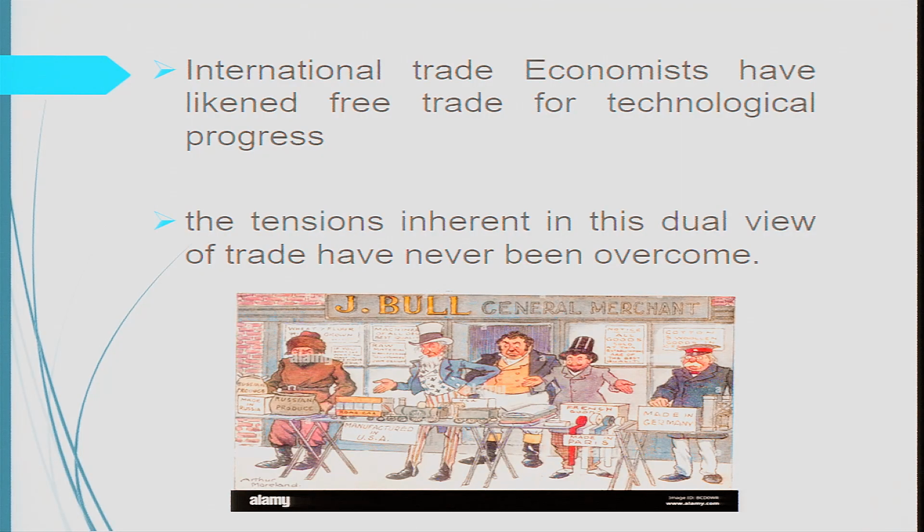International trade economists have linked free trade to technological progress, but there is a drastic change in modern times compared to earlier times, or even until the early Middle Ages. Now, what is the basic difference? Firstly, the early merchant practices mainly relied upon profit and loss.